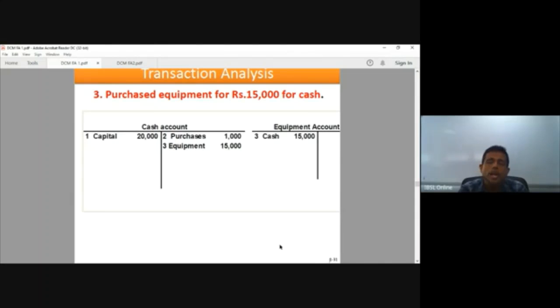How did you purchase? By paying cash. Cash is also an asset to the entity. By paying cash, you decrease your cash position. Asset decrease. Therefore, you have to credit the cash account. Then number 3 entry, equipment account will get debited because an asset increased. Your cash account will get credited because cash, also an asset, got decreased.